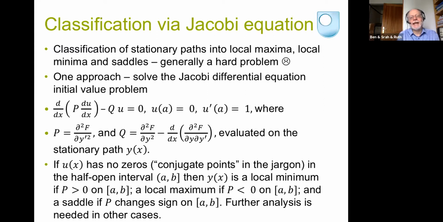So if you can find a solution which does not have conjugate points, then you can use the Jacobi equation to classify the stationary path, and essentially you either get a minimum if this function p is positive, a maximum if it's negative, and if it changes sign, you'll get a saddle point. And if you don't have a nice solution to the Jacobi equation without conjugate points, you have to do further analysis, but we don't go into that in the module. That's a whole order of difficulty greater.